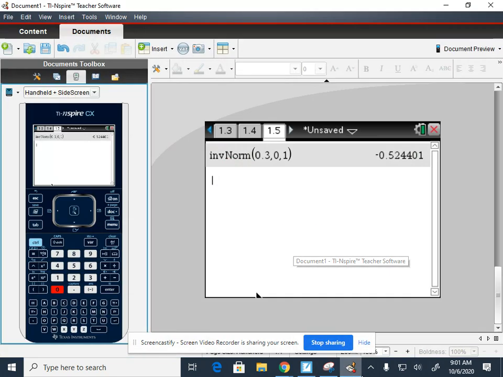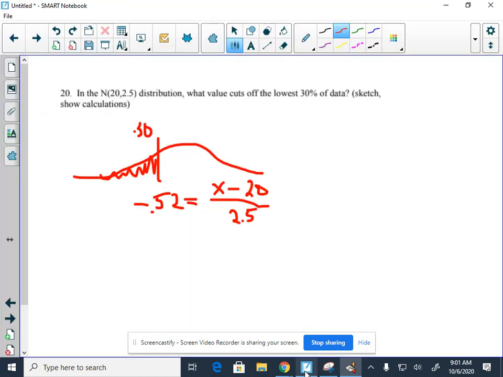Then you're going to solve this either algebraically or let the calculator do it for you. So how do I solve that? I would multiply by 2.5, and then I would add 20. So the answer is x is 18.7. Remember, this is the mean of 20. So that 18.7, you always want to see, does it make sense with the number line on the curve?